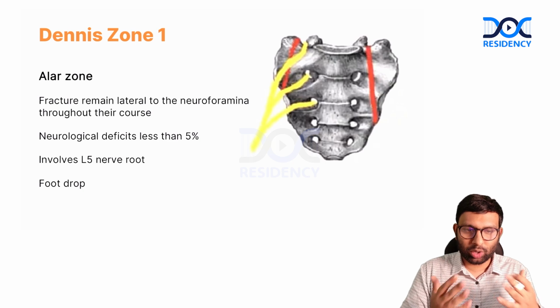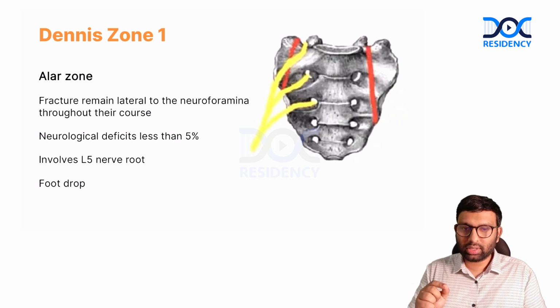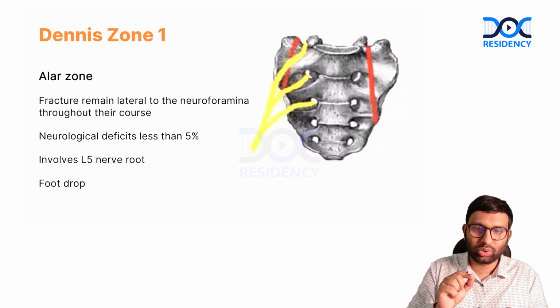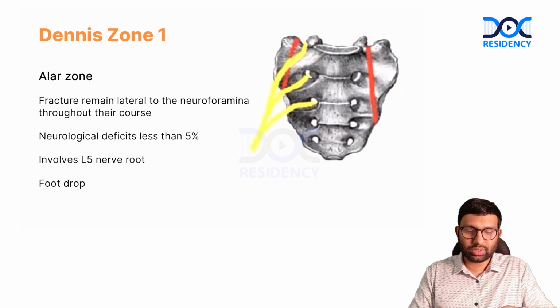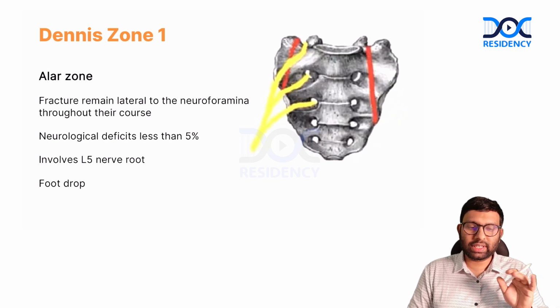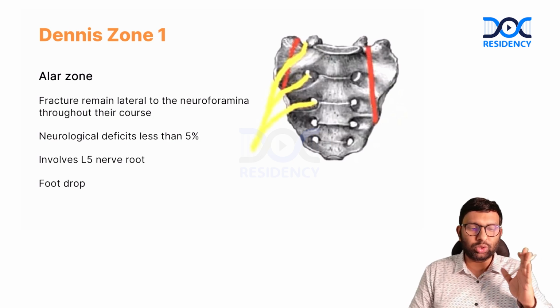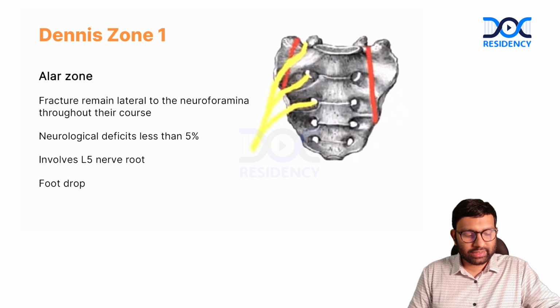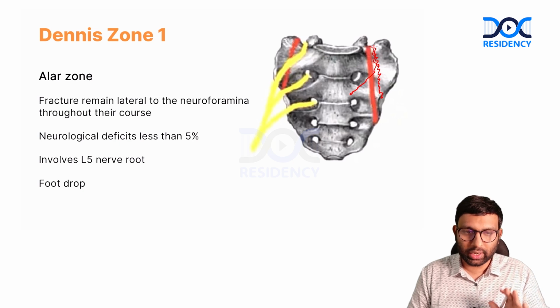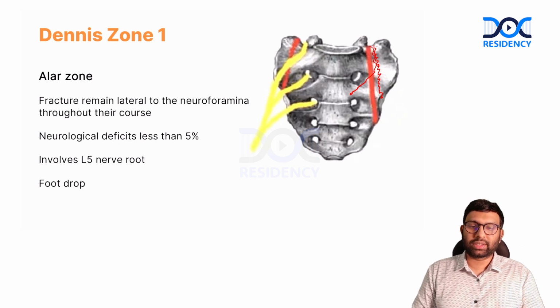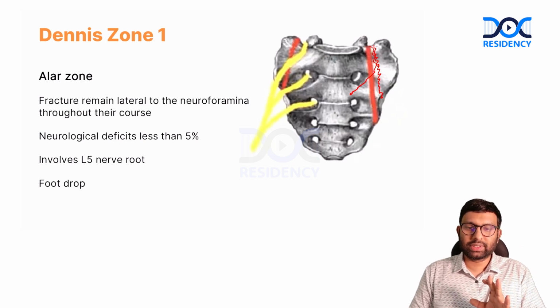Let me quickly tell all of that again. So in LR zone, the fracture has to remain lateral to the neuroforamen throughout its course. So let me quickly tell you all of those Dennis classifications again. So in Dennis zone 1, that is the alar zone, the fracture remains lateral to the neuroforamen throughout its course. That means if the fracture starts somewhere here, it should also exit somewhere here. If that fracture travels like this, that is not a zone 1. It has to be a purely alar zone fracture, and the chance of neurological deficits here is very less.